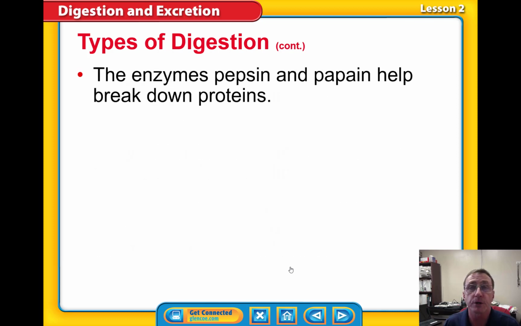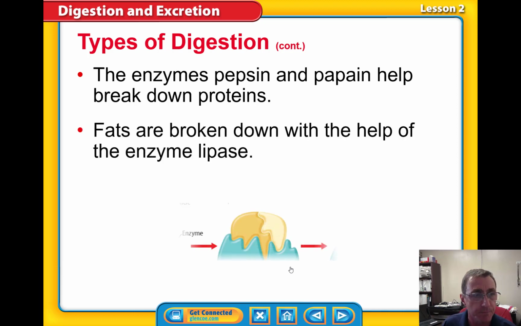So another wonder question would be, what are those food molecules? How many are there? The specific enzymes pepsin and papain, I believe that's how you say it, help break down proteins. So we talked about proteins in the nutrient section in lesson 1, and here we are talking about them again. And remember, there's carbohydrates, fats, and several other kinds of nutrients, vitamins and minerals. They all need to be broken down so they can be absorbed.